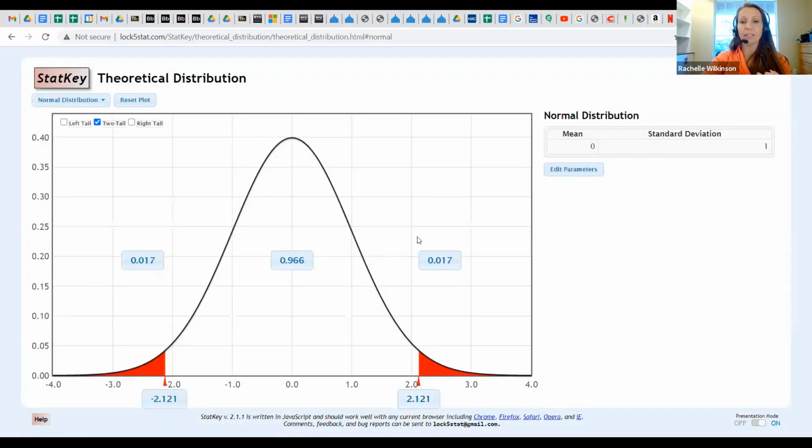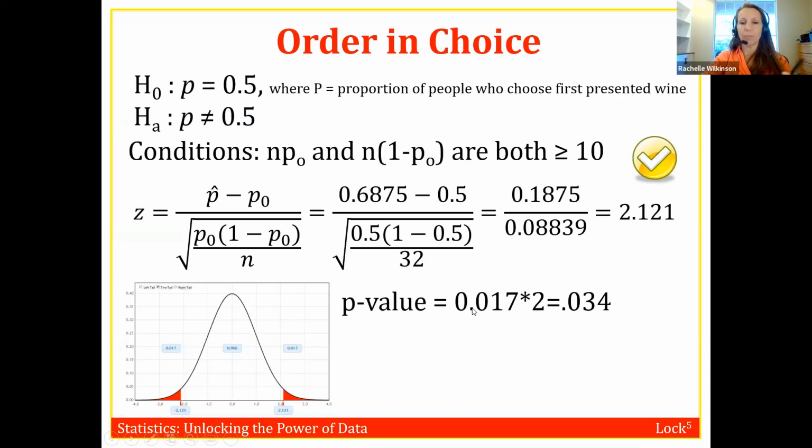Once I do that, for a two-sided test, remember that you have to double the tail area. That means either I add these two outside boxes together, or I double the value in one, same thing, to get my final p-value. That's the key thing that I really wanted to point out from this one. So we're going to end up with a p-value of 2 times 0.017, which is 0.034.